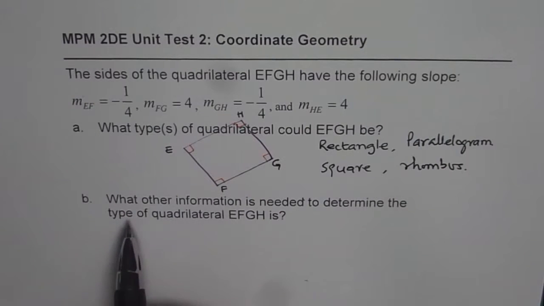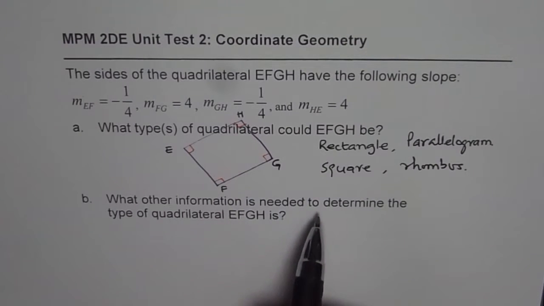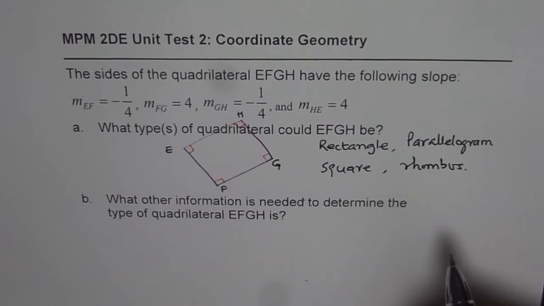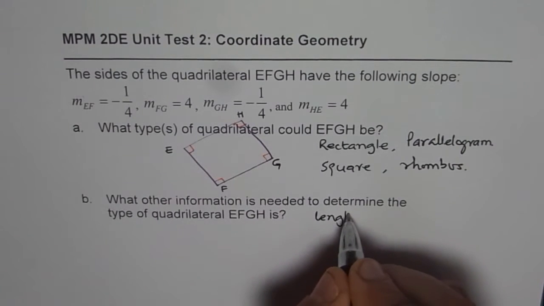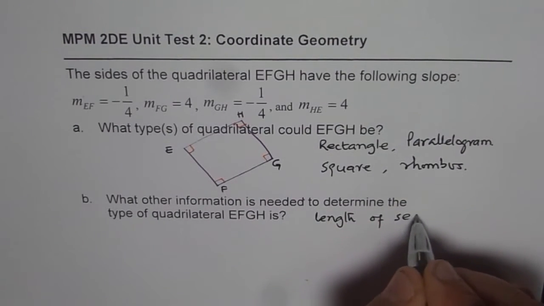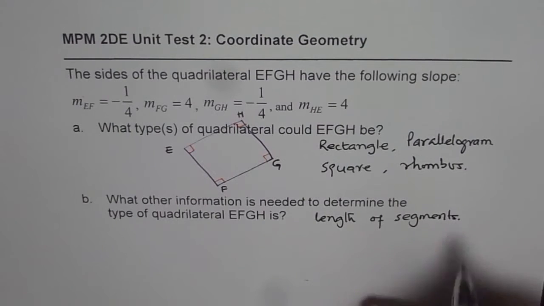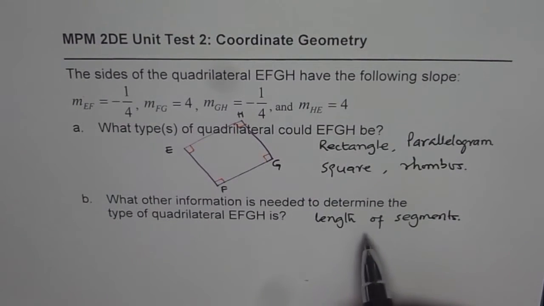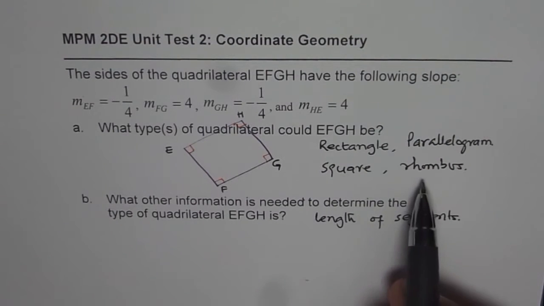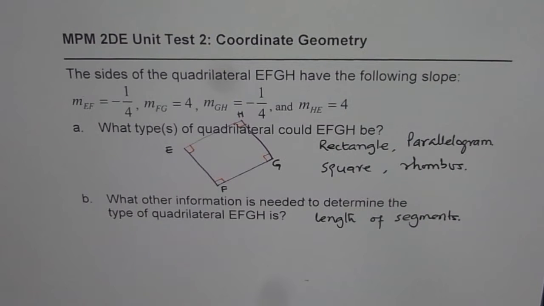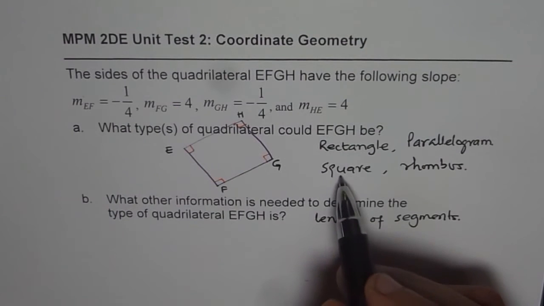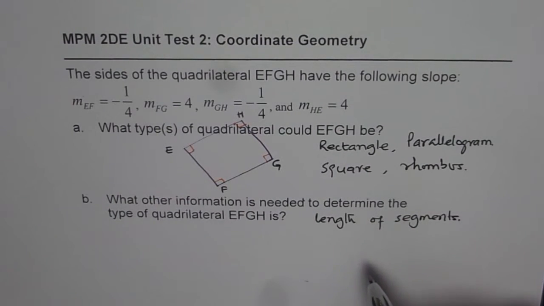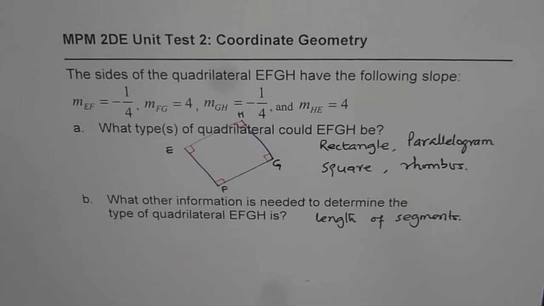Now part B is, what other information is needed to determine the type of quadrilateral? So the information which is critical here is the length of the segments. So if we know the length of segments, let us say if all sides are equal, in that case we can say it is for sure a square or a rhombus, right? So like that we can figure out, well, if all sides are equal, then it is a square, so we can just converge to square. So that is how we can actually answer this question. I hope that helps. Thank you.